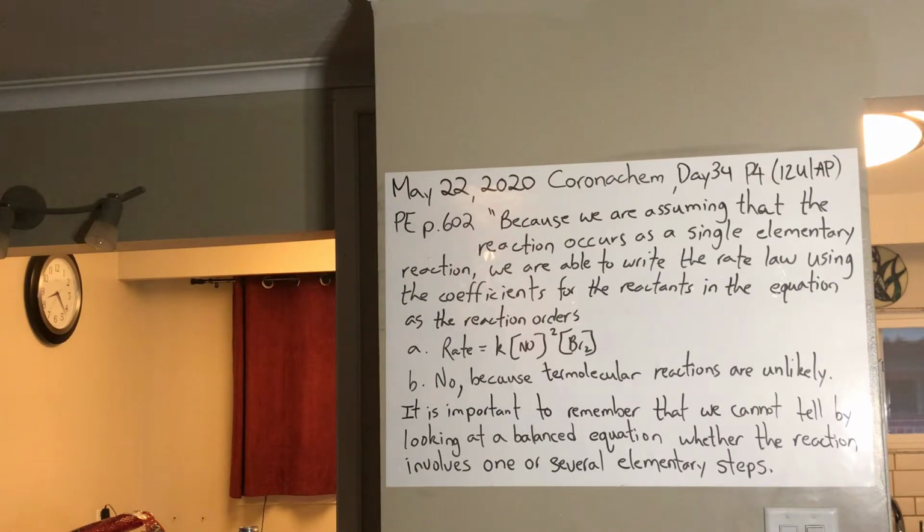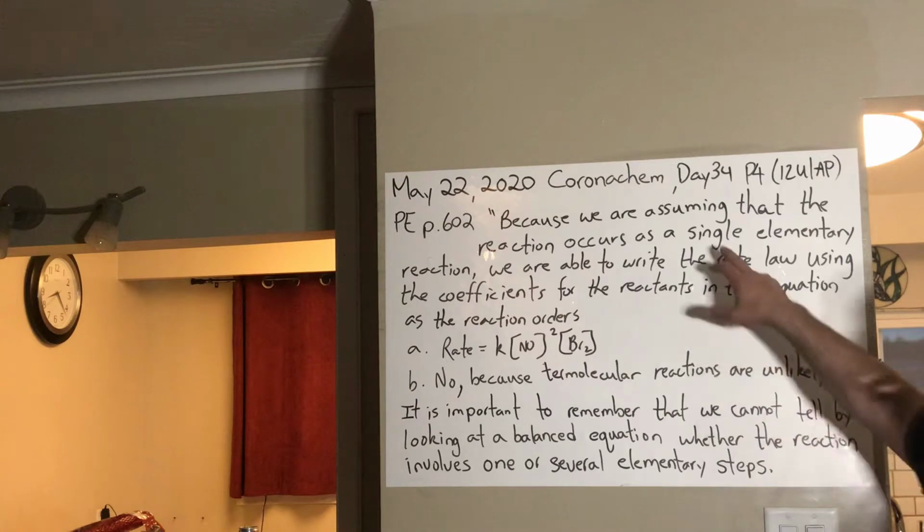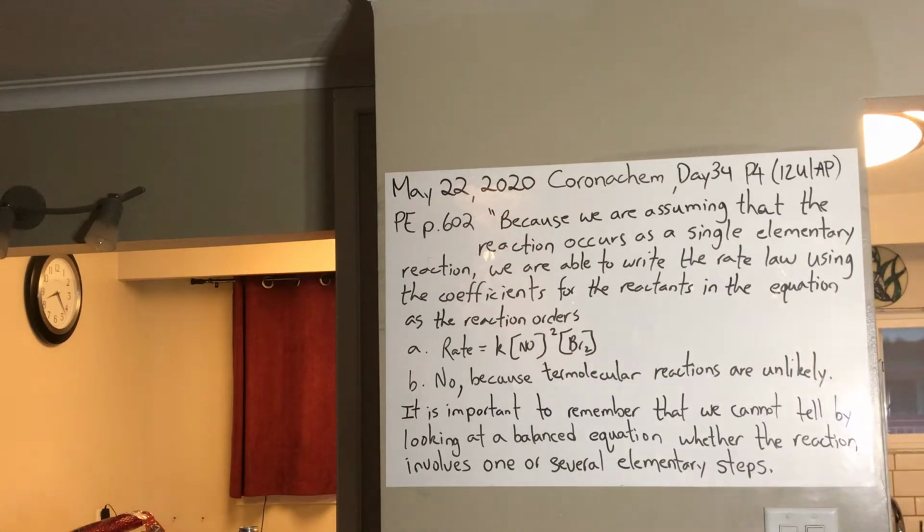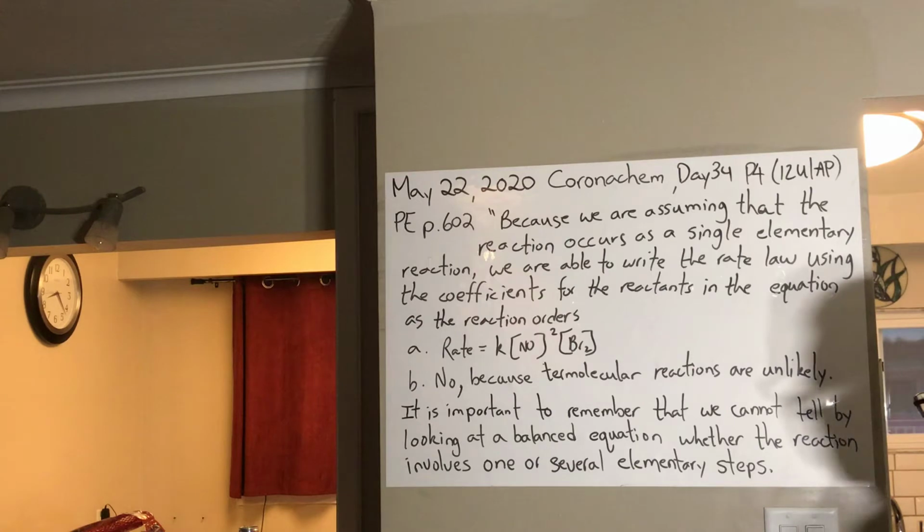Because they say that it occurs as a single elementary reaction, we're able to write the rate law using the coefficients for the reactants in the equation as the reaction orders. But can you from there assume that it's a termolecular reaction? No, because termolecular reactions tend to be very rare. It's more likely a two-stepper with a fast step and a slow step, but it looks like one. And we'll see on the next practice examples how to deal with the reactions that have a slow step and a fast step. The slow step is called the rate determining step.